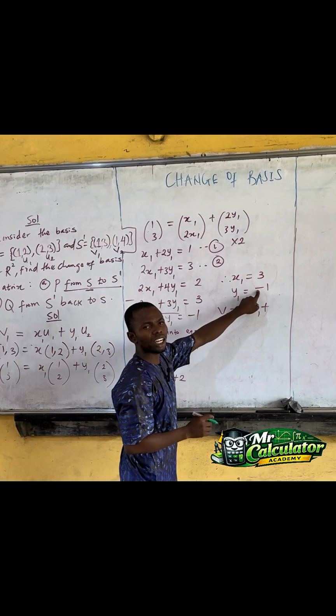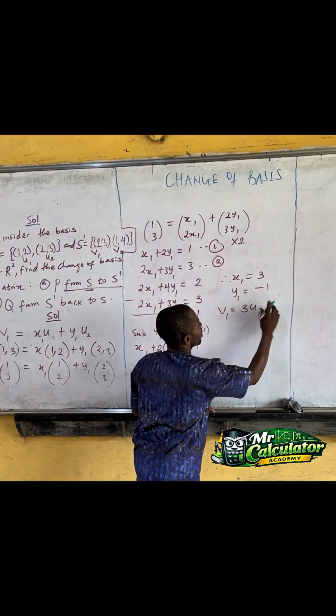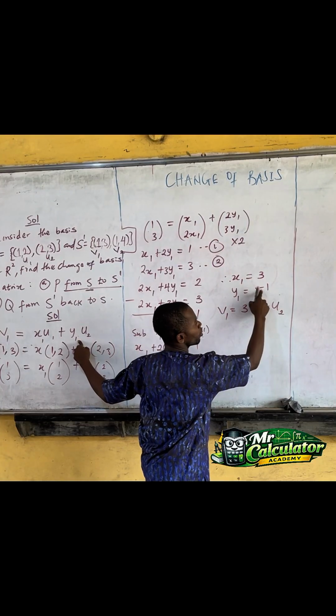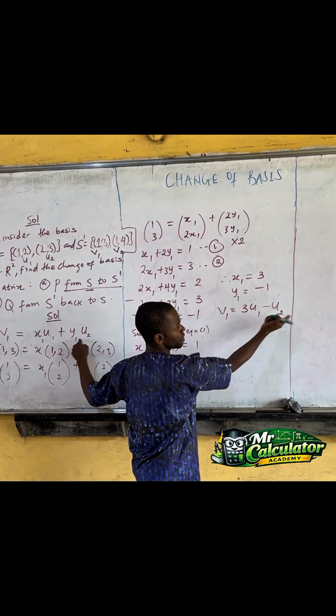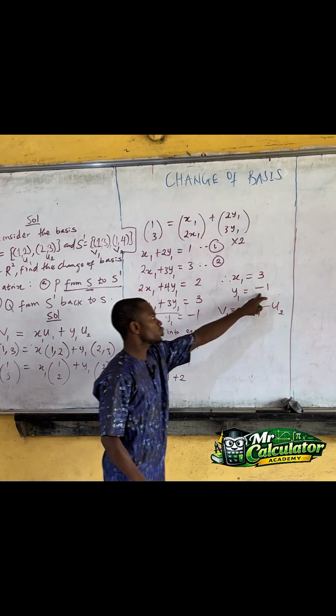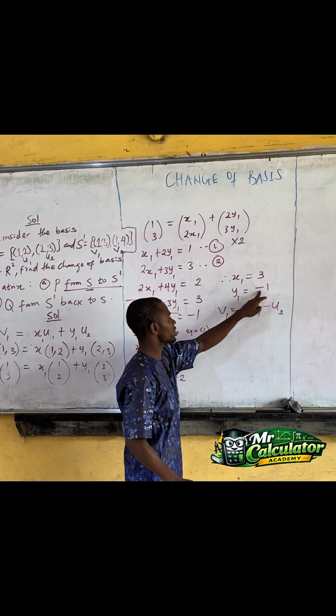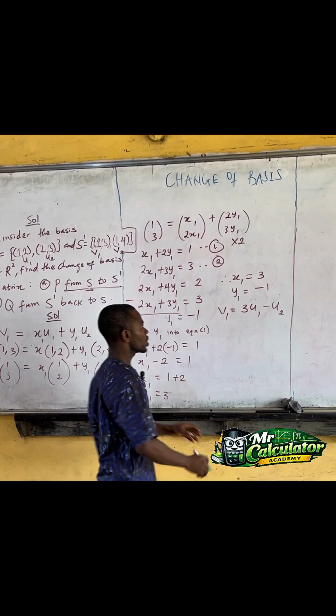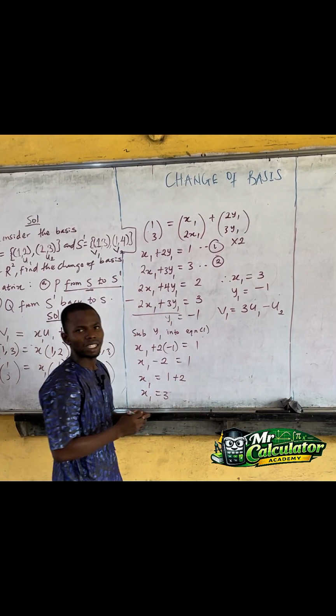What is my y1? Minus 1. But because of the minus, plus times minus is minus u2. What is there is minus 1. Minus 1 is still minus u1. If it is 2, minus 2u2. If it is 3, minus 3u2. If it is 4, minus 4u2, like that. So I've gotten my v1.